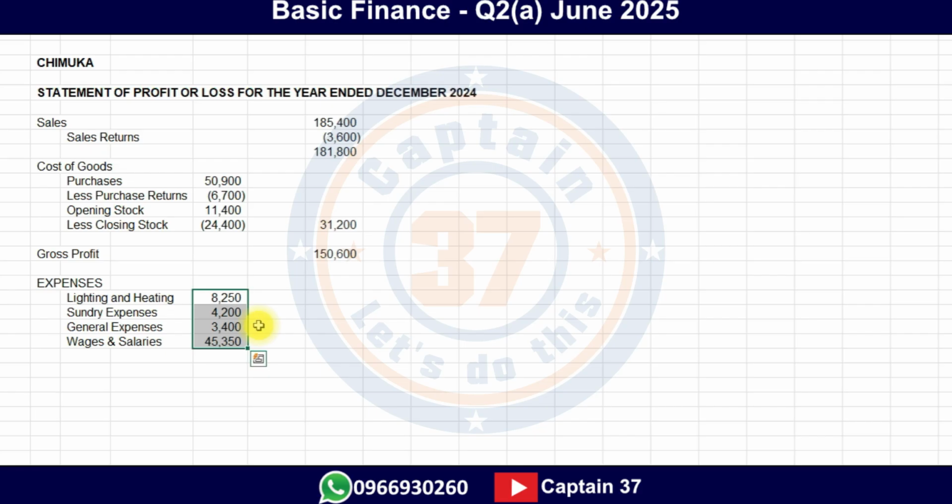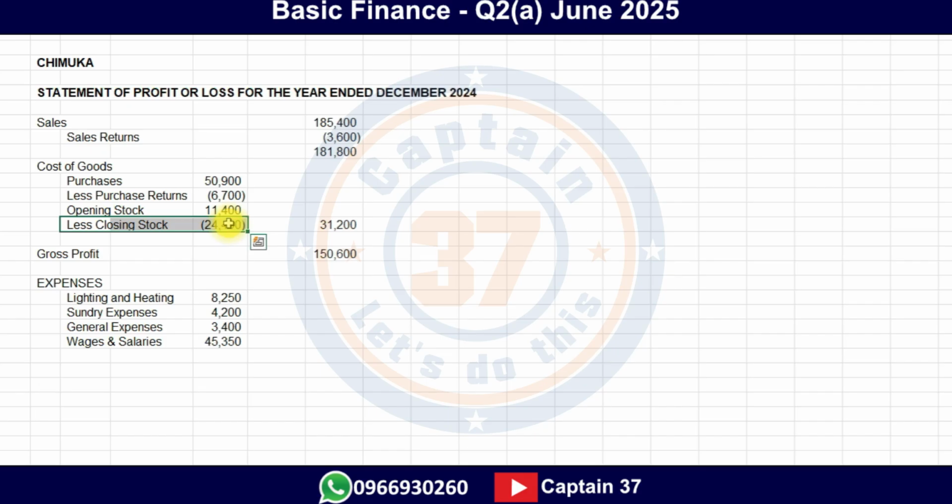Good. We have, however, been given additional information, and there are 4 pieces of additional information given. The first one relates to inventory, and we've already taken that into consideration, which is here. The second one is that lighting and heating prepaid at 31st December 2024 were 2,600.